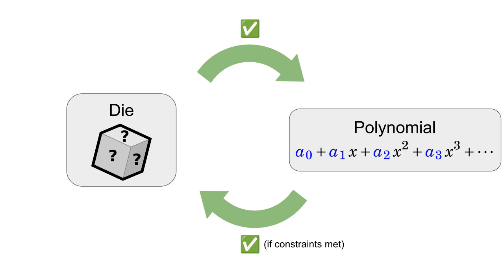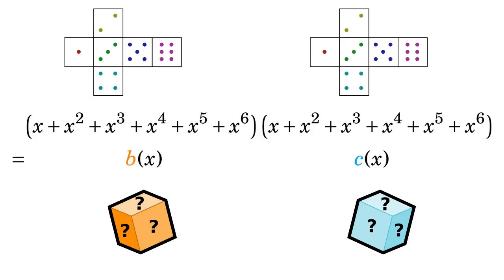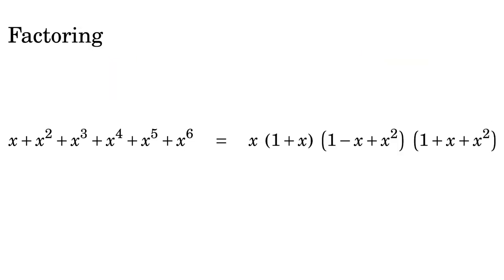Now we have the full picture of the equivalence between dice labels and polynomials. We can always convert a die to a polynomial, and we can convert a polynomial to a die if and only if the polynomial meets the three constraints. So now we really can replace the search for dice with a search for polynomials. We're looking for two different polynomials, say b and c, whose product is the same as the one for standard dice, shown here. But again, we don't need to do a big search. All we need to do is decompose everything into irreducible factors. The polynomial for a standard die factorizes as x times (1 plus x) times (1 minus x plus x squared) times (1 plus x squared).